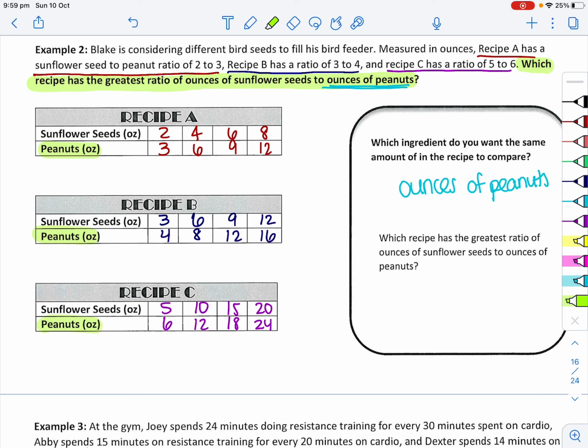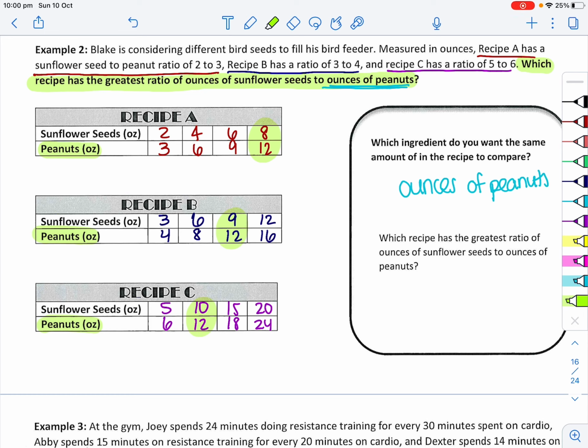So peanuts are the same at 12. And again, you can see that it happens in different places. So as you are going through these, if you know which value is going to end up being the same, so if you know for peanuts that 12 is going to be where they're the same, then only fill the table in until 12. So for recipe A, I need the whole table.